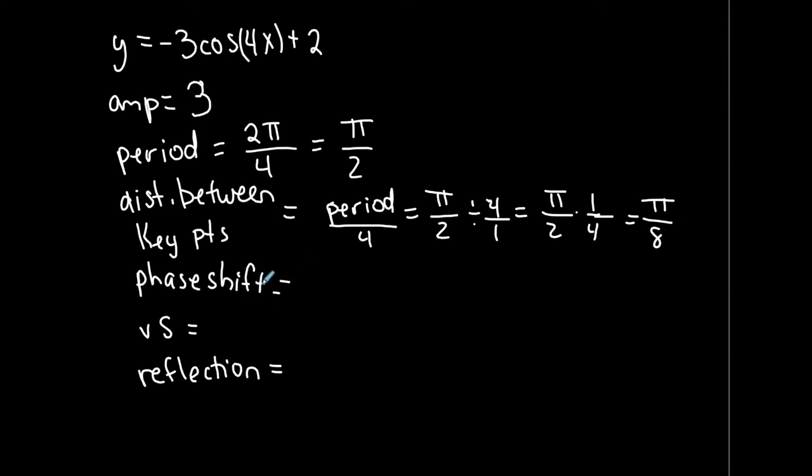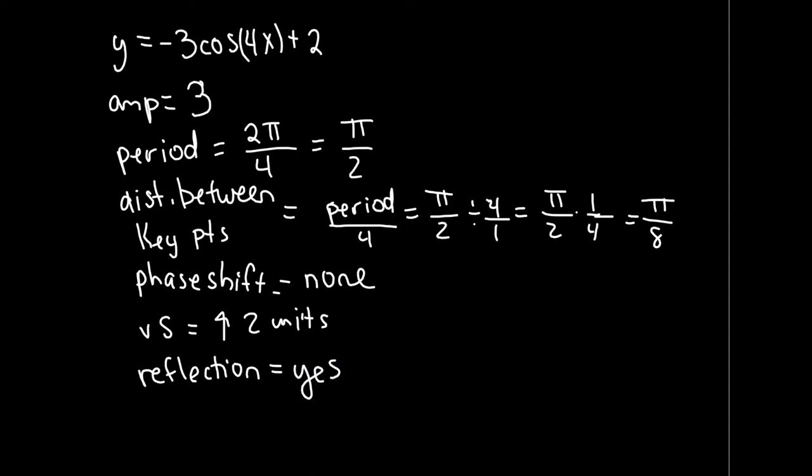Do I have a phase shift? Well, there's nothing being added or subtracted to x, the x term inside the parentheses, so there is no phase shift. Is there a vertical shift? Well, I'm adding 2 after the function, so there is a vertical shift up 2 units. Is there a reflection? There's a negative in front of the coefficient, so yes, there's a reflection over the x-axis.